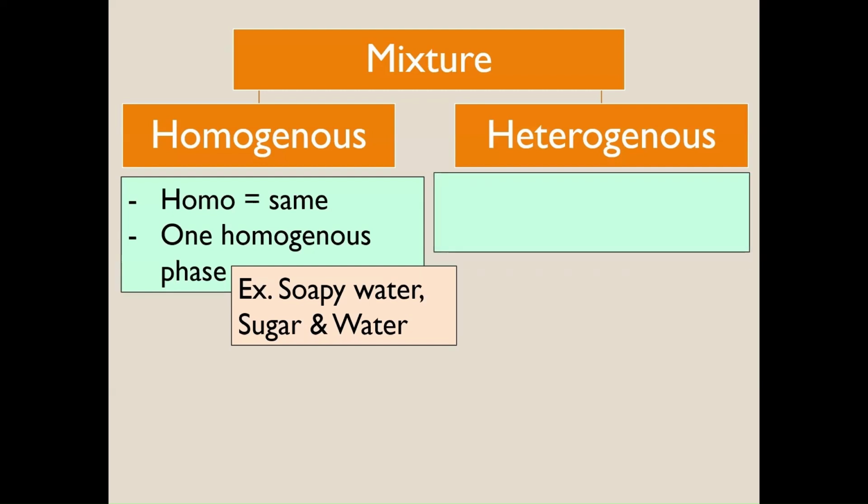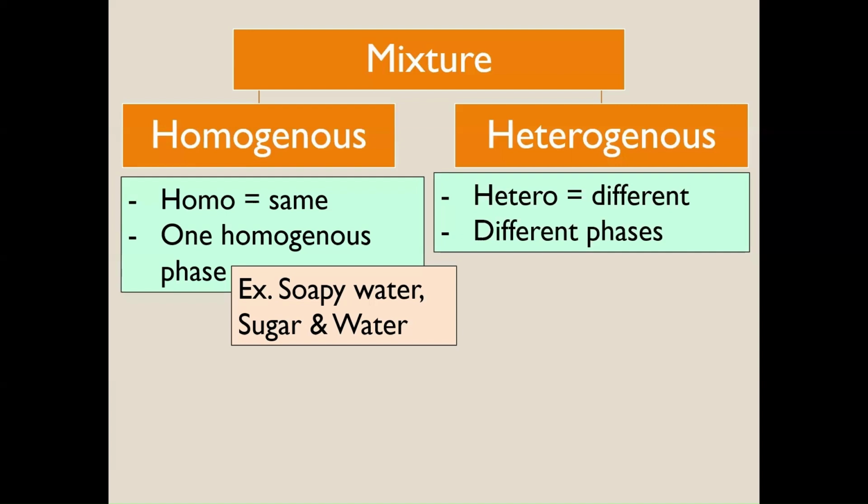The opposite is heterogeneous. If we can differentiate the substances from each other, either by our naked eyes or under a microscope, then they are heterogeneous. A heterogeneous mixture makes different phases, like oil and water. If you mix oil and water, you will find an oil phase and a water phase. Sand in water: you can see the sand and differentiate it from the water.